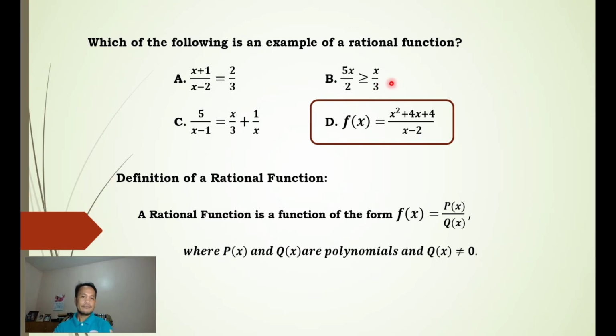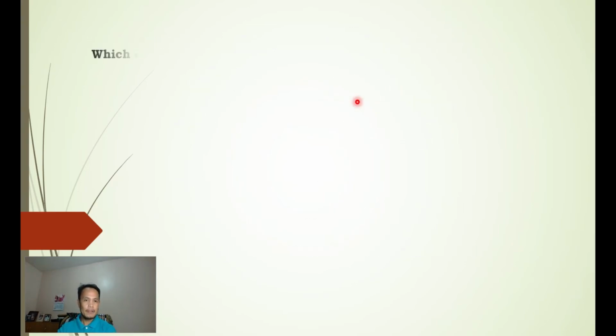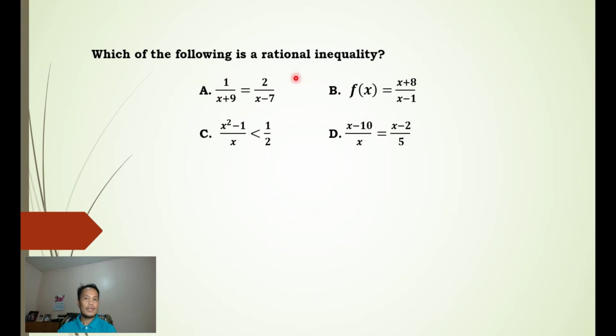Okay. Another example. Which of the following is a rational inequality? So this time we are to identify which of these four choices is an example of a rational inequality. So again, as I've said earlier, when we say rational inequality, it is a mathematical sentence that uses an inequality symbol. Basically, we have 5 symbols used for inequality.